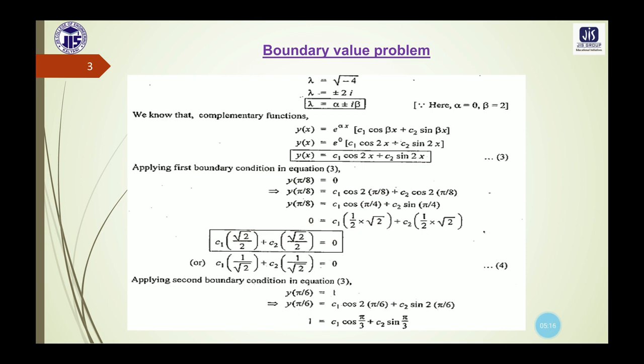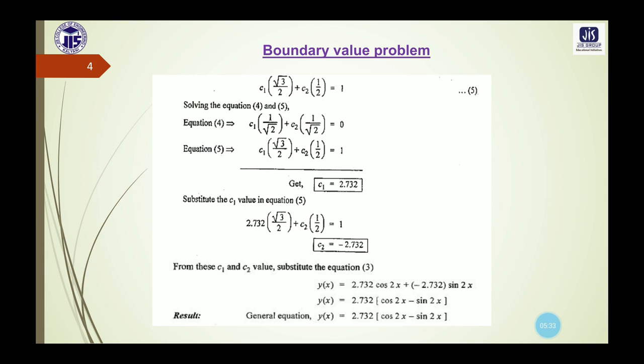Next, if we apply boundary condition 2, that is when x equals pi by 6, then y equals 1. Putting this boundary condition in equation number 3, we get 1 equals c1 cos pi by 3 plus c2 sin pi by 3. That means c1 times 1 by 2 plus c2 times root 3 by 2 equals 1. This is our equation number 5.